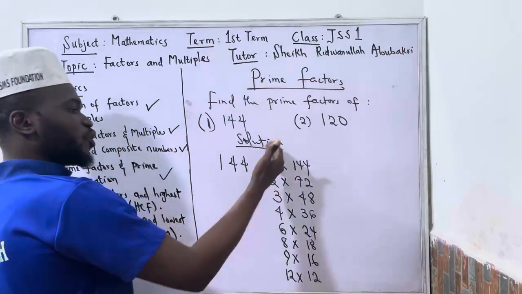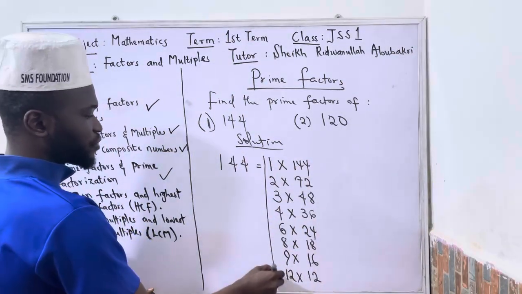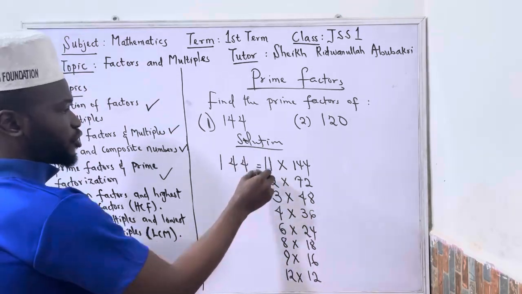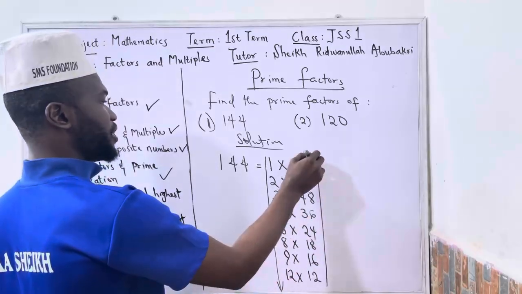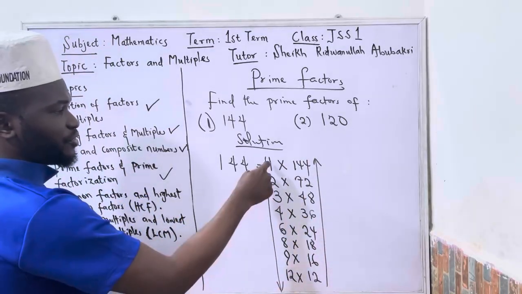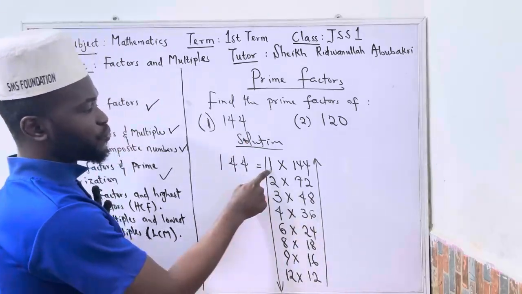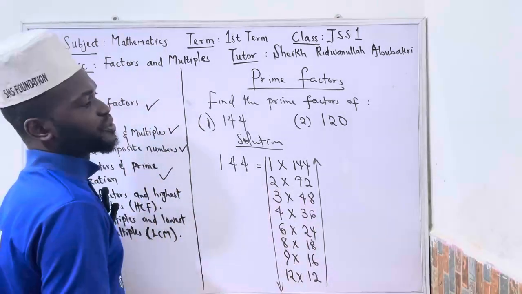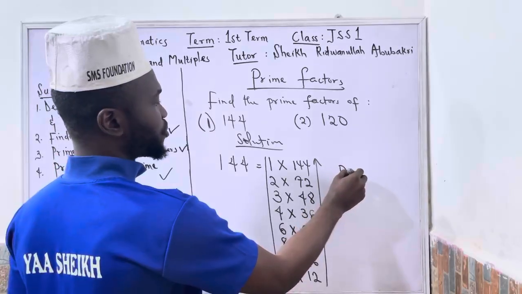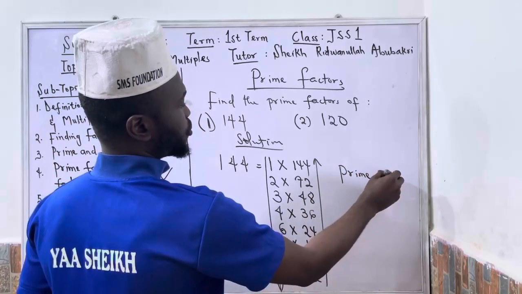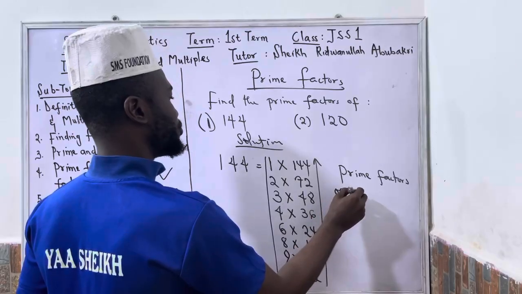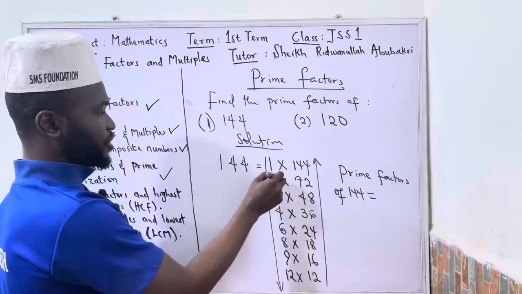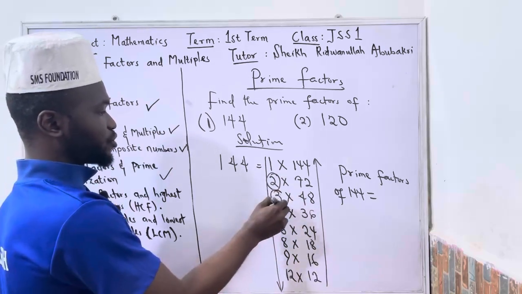Now, out of all of these factors, let's select which one. Okay, these are the factors of 144. If you take it from here to here. So on this table now, which ones are prime numbers among them? 1 is not a prime number. I have clarified that in the last video. 2 is a prime number, so I can write out the prime factors. Prime factors of 144 are equal to. So 1 is not, 2 is a prime factor, and 3 is also a prime factor.